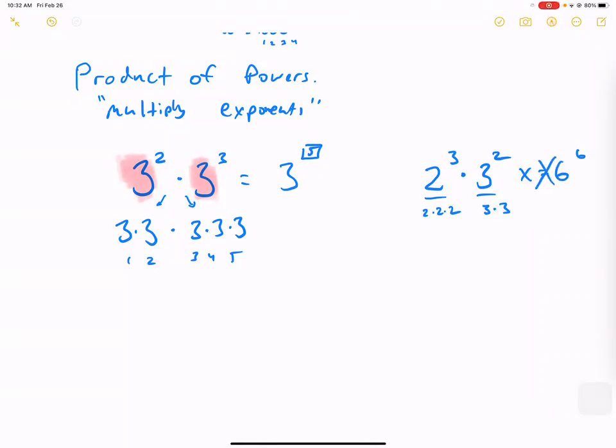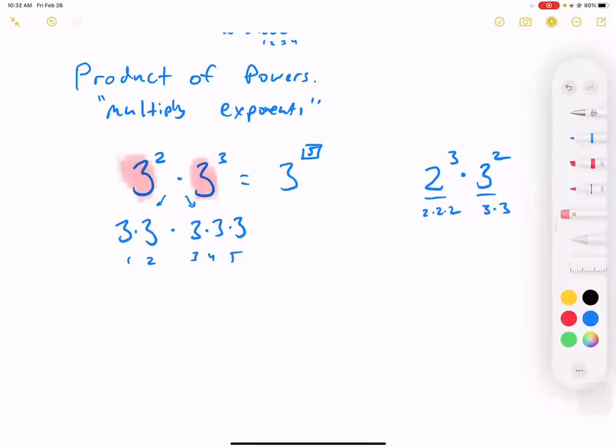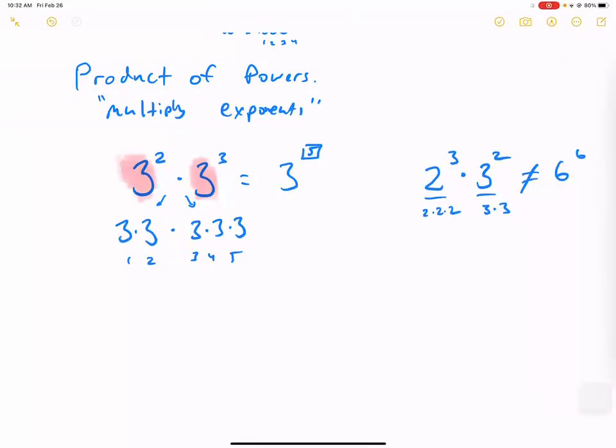Whoops, I'm not sure why I wrote x there. I think I was supposed to say not equals, and then I ended up writing them separately. Terrible. This is not equal to. And that's a very common mistake. Kids are just trying to mix stuff together. But the rule is simply this: if they have the same base, we can combine the exponents.